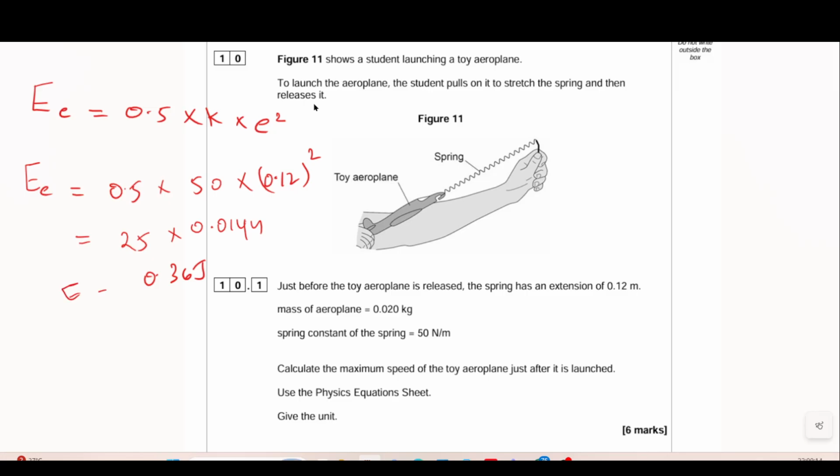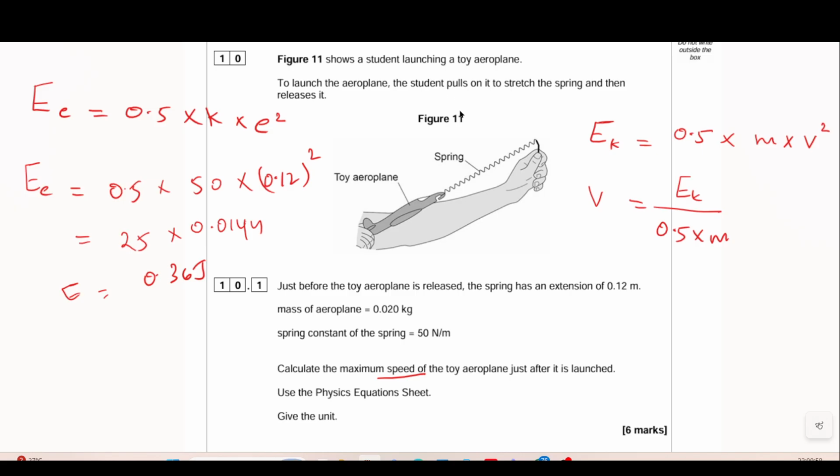Now use kinetic energy, because here it is talking about speed. Kinetic energy equals 0.5 times mass times speed squared. Now find speed from here. To find speed, speed squared equals kinetic energy divided by 0.5 times mass. Yes, exactly. And then you will square root, right?